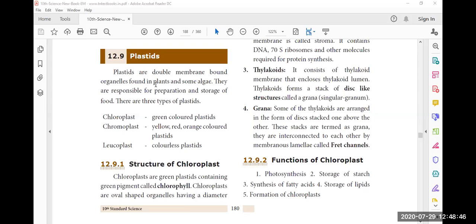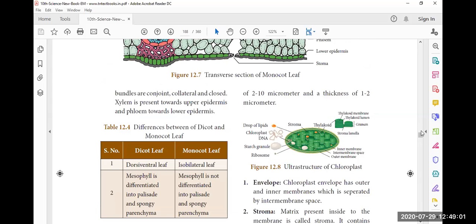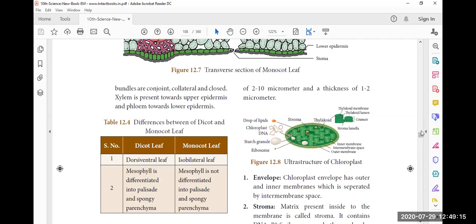Okay, so chloroplasts are oval shaped. The shape of the chloroplast is oval, having a diameter of 2 to 10 micrometer and a thickness of 1 to 2 micrometer. Okay, so here if you see the structure of chloroplast, it's a double membrane organelle. The ultrastructure of chloroplast contains the following structures.